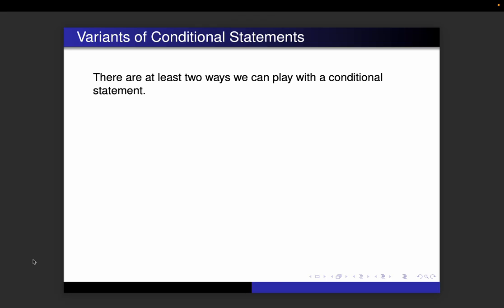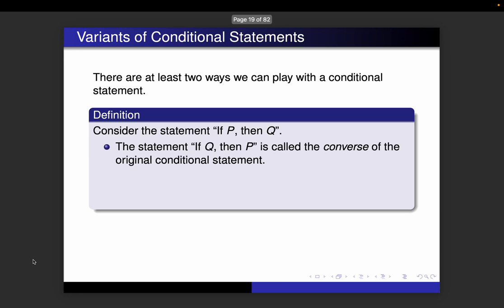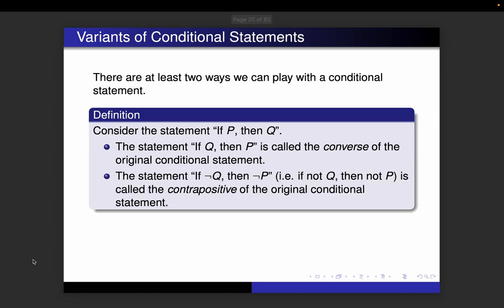So let's see if we can play with a conditional statement to find some kind of logically equivalent statement for it. There are at least two ways that we can play with a conditional statement to make it into another conditional statement. If you have the statement if P then Q, you can do what's called the converse, which is to switch the conclusion and the hypothesis: if Q then P. You can also do something called the contrapositive, which is if not Q, in other words, if Q is false, then not P, in other words, then P is false. And that's called the contrapositive.